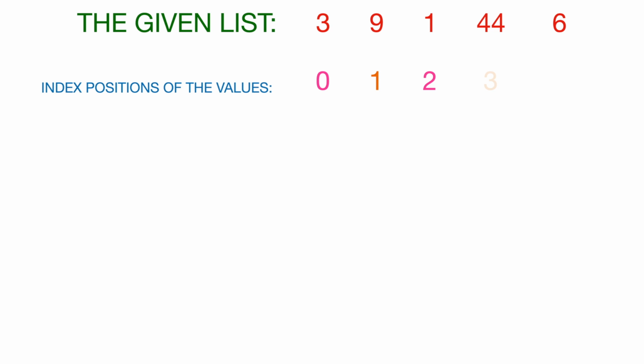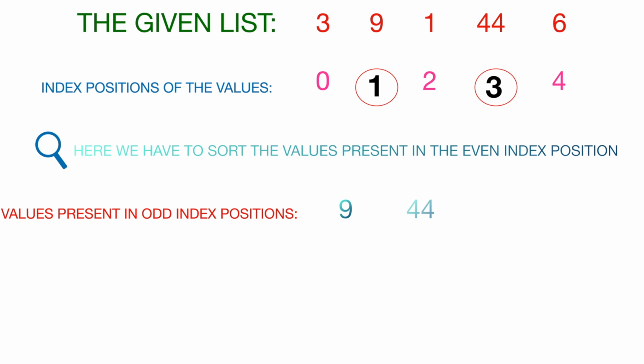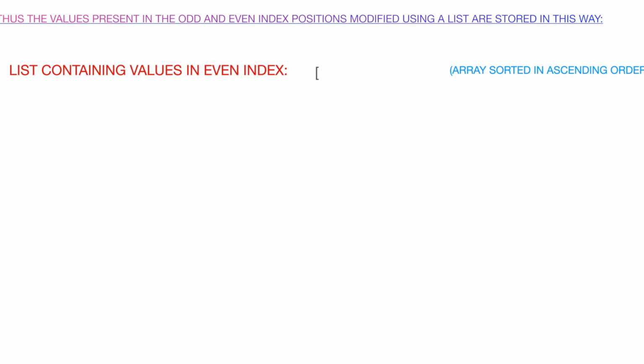which means that the values present in the odd index positions of an array should be left without any disturbance. Yet the values present in the even index positions in an array should be sorted in ascending order, thus leaving the values in the odd positions undisturbed. I hope the question is clear, and now let's step to the code.